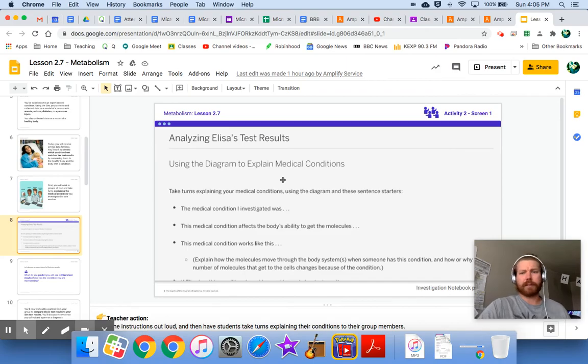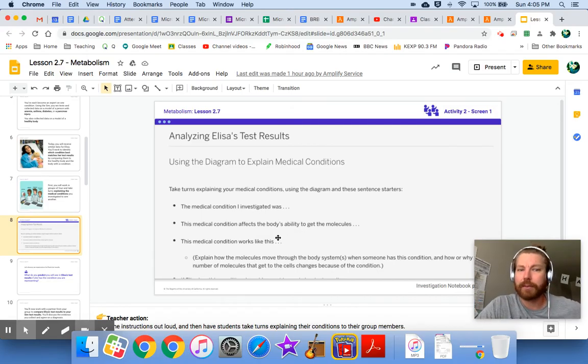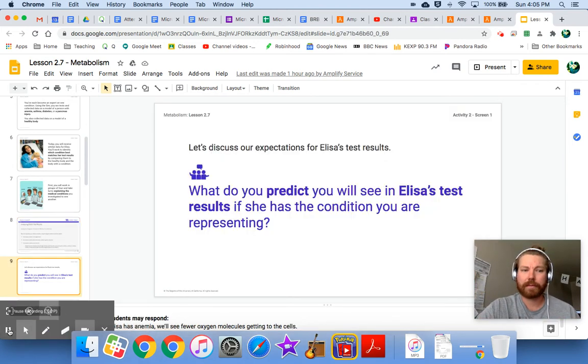So here is what you're supposed to be discussing with your group if we were actually in class and doing groups. The medical condition that you investigated, the medical condition affects the body's ability to get the molecules, which molecules, and then how does it work, okay? And you would be giving this information to the other people in your group. And each one of you would have a separate medical condition. And you're each explaining to the other how yours works.